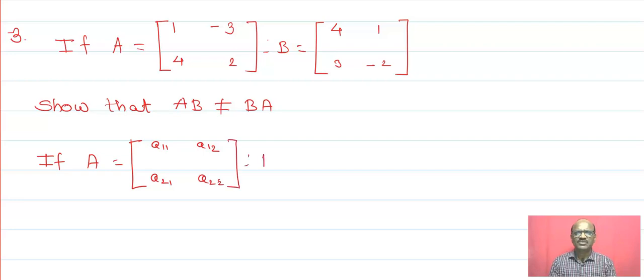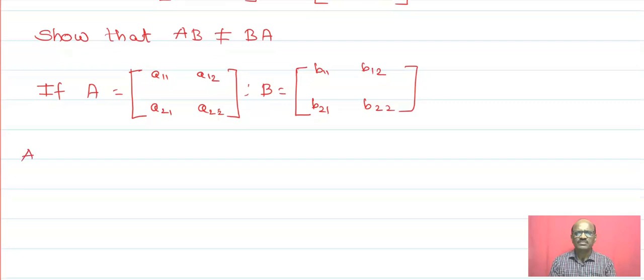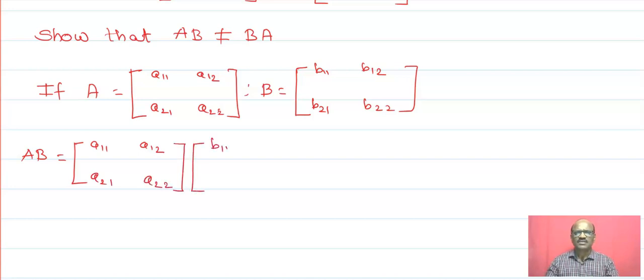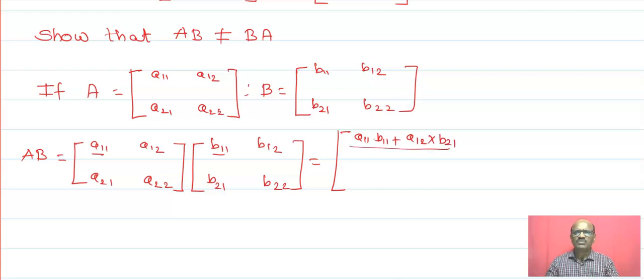And B is equal to B11, B12, B21, B22. Now AB is equal to... now we'll make the first row, first column. The first row of the first matrix will multiply with the first column of the second matrix. That is, A11 will multiply with B11, A12 with B21. Now see this: A11 into B11, A12 into B21. And this will be the first element of the new matrix.